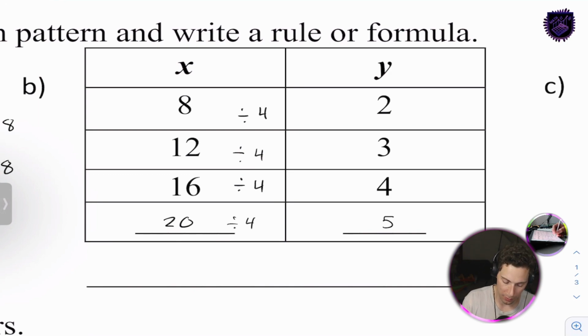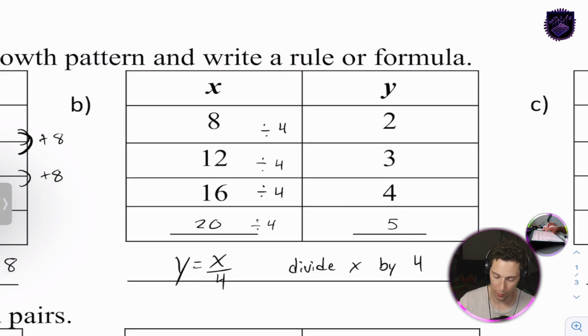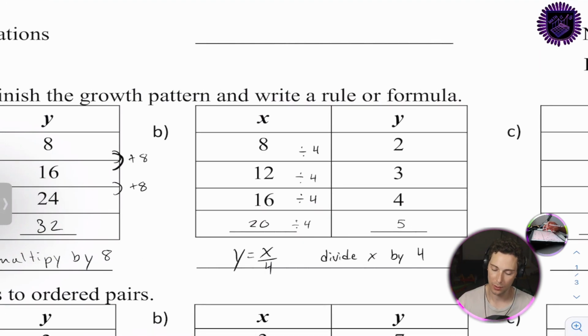So the rule would be y is equal to x over 4, or divide x by 4 if you wanted to write out the rule.